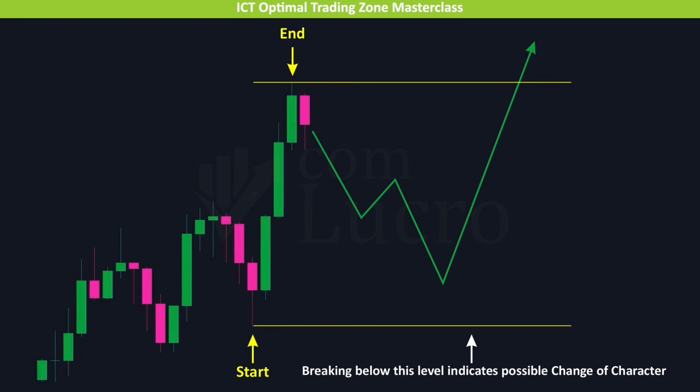If price breaks below this level, it suggests that buyers are no longer in control and the entire uptrend narrative comes into question. This signals strong bearish momentum and a potential reversal, unless the move turns out to be a fake-out designed to collect liquidity below the low before price resumes higher.